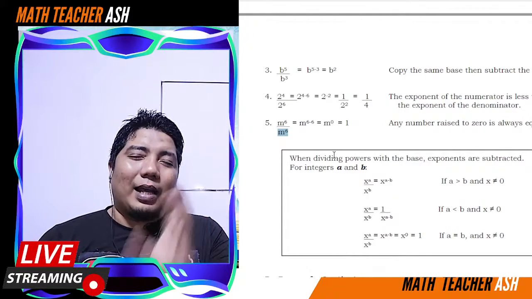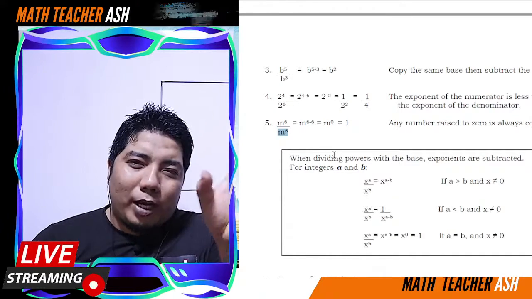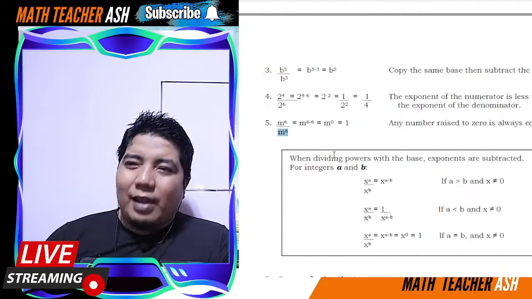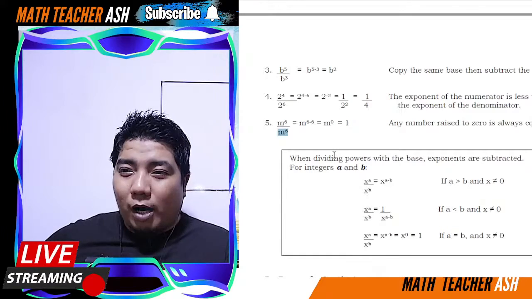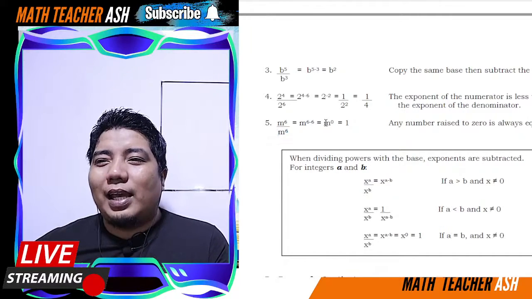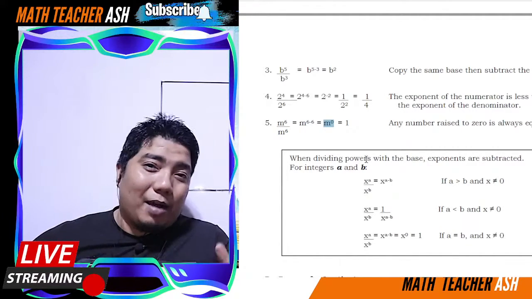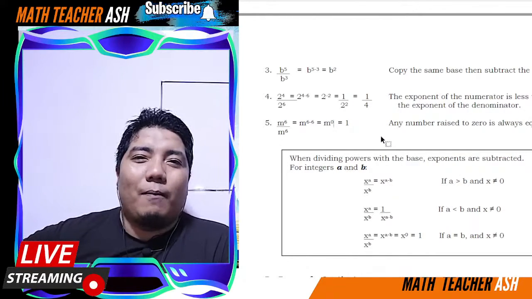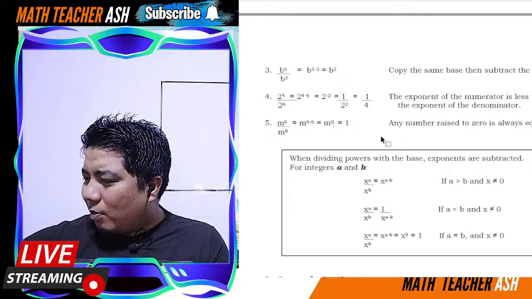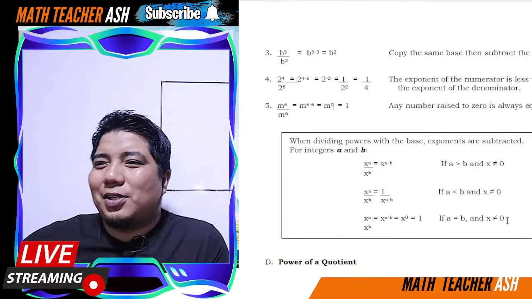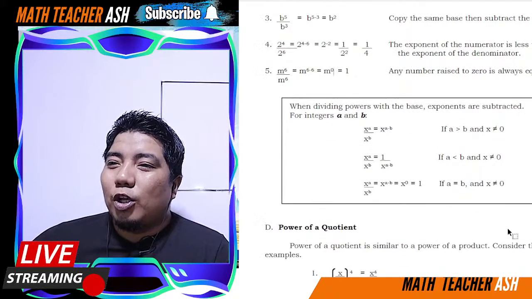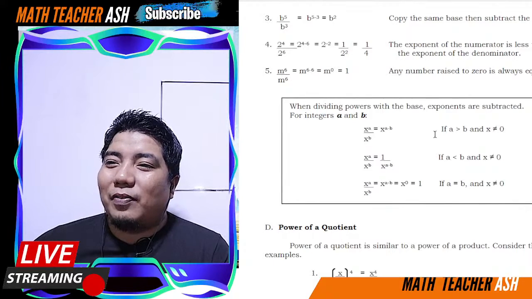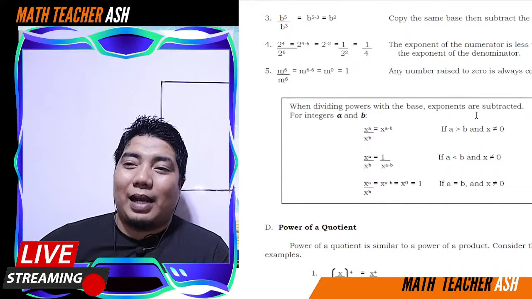Kahit anong number ang ilagay mo dyan, as long as pareho yung numerator at yung denominator, then the answer will always be equal to 1. Thus, we can say that m to the power of 0 or any number with an exponent of 0, the answer is always equal to 1. Alright? So, ganun lang po kadali, my dear math learners. Alright. So, we have here, when you are dividing with the base, exponents are subtracted.